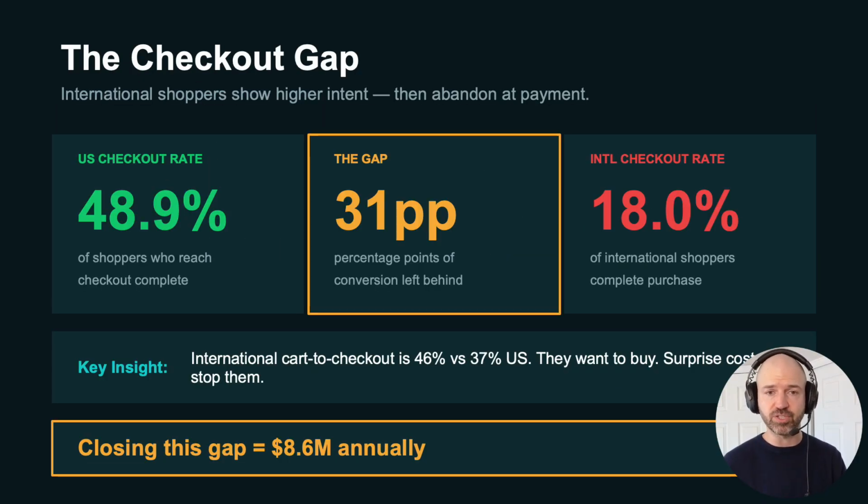Next, we're going to look at the checkout conversion rate gap. So that's the percentage of shoppers that move from the cart to the checkout. You can see on the far left here, the US checkout rate is about 49%. On the far right, the international checkout rate is only 18%, so a drop of 31 percentage points. Of that 11.5 million that you're leaving on the table, we calculate that 8.6 million comes from just this.